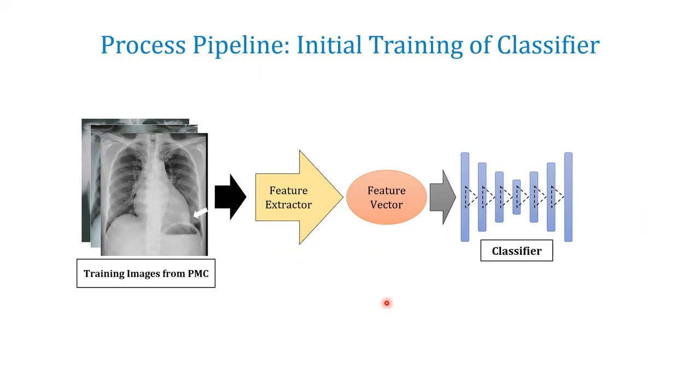Now, for the initial training of this classifier, we use images, possibly of low resolution and with presence of artifacts, from the PubMed Central. Those images are applied to the feature extractor, which is trained with the base classes from the NIH textured dataset. But this feature extractor does not have any information about the novel class images from the PubMed Central. So we get a feature vector, which is likely to be noisy, corresponding to these images from the PubMed Central. And with this feature vector, this autoencoder based classifier is trained.